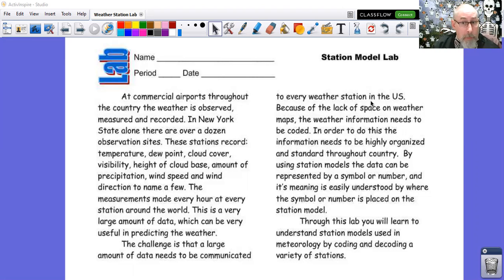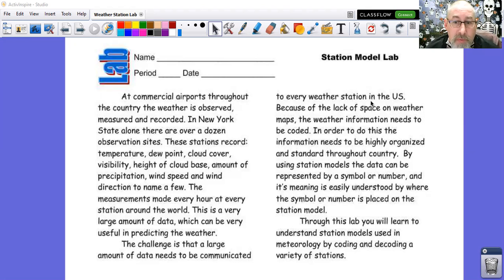So here we go. At commercial airports throughout the country, the weather is observed, measured, and recorded. In New York State alone, there are over a dozen observation sites. These stations record temperature, dew point, cloud cover, visibility, height of the cloud base, amount of precipitation, wind speed, wind direction, just to name a few. The measurements are made every hour at every station around the world. This is a very large amount of data, which can be very useful in predicting the weather.